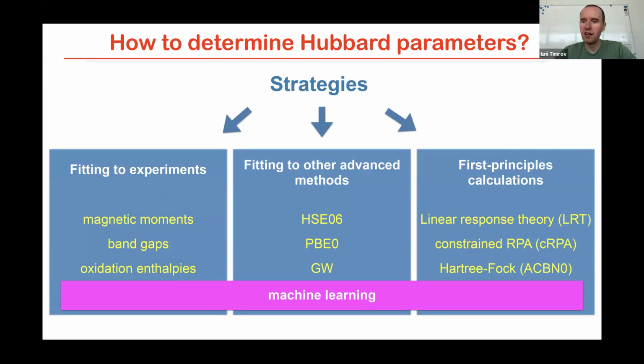these parameters. And there are different methods on the market, such as linear response theory, constrained RPA, and a Hartree-Fock-based method, ACBN0. So nowadays you can compute Hubbard parameters ab initio using these methods. And moreover, now we're talking about material science in the era of AI. People use machine learning across all of this to machine learn Hubbard parameters. But that's an entirely different conversation.